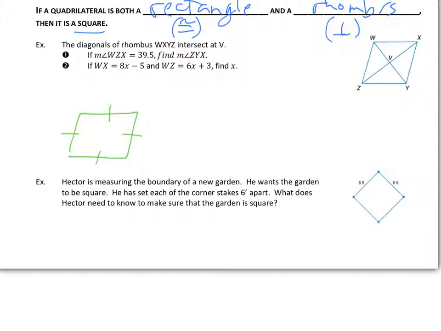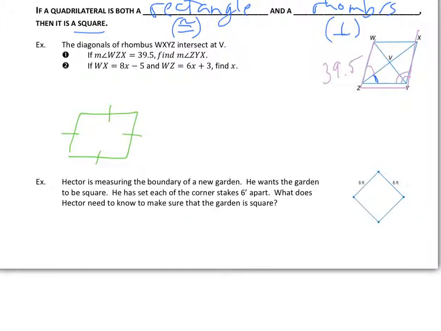Okay, so the diagonals of a rhombus WXYZ intersect at point V. If WZX, which is this angle right here, is 39.5, what's ZYX? ZYX is this angle right here. Well, you'll notice that if it's a parallelogram, those angles are supplementary. They add up to 180. The problem is we don't know what this angle is.